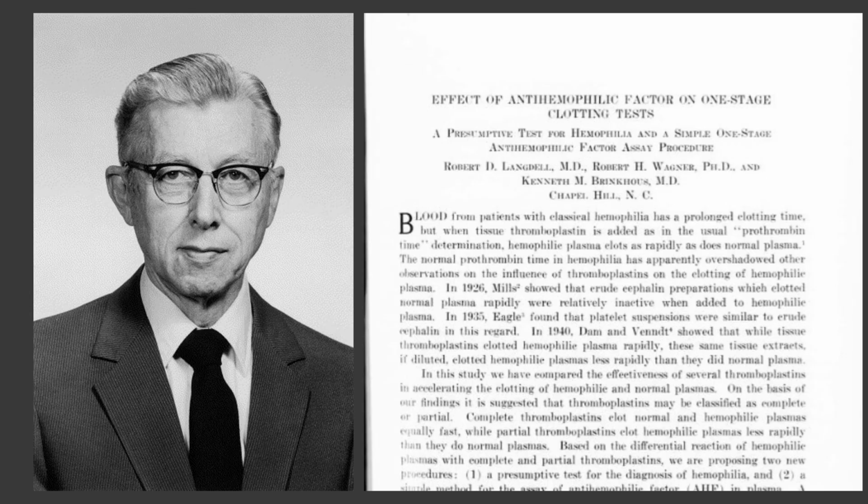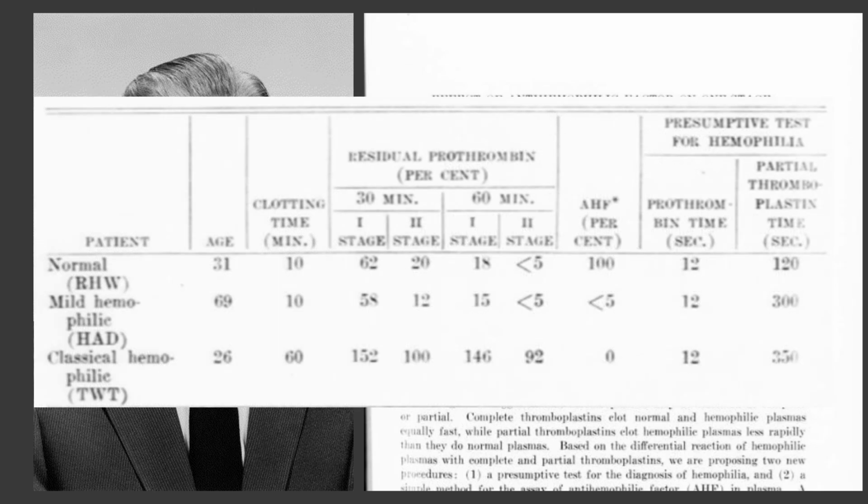Brinkhouse and his team used what they called the partial thromboplastin as a modification of Quick's prothrombin time to diagnose hemophilia in a one-stage assay that they called partial thromboplastin time, and we now call the PTT or APTT. This partial thromboplastin simulated physiological coagulation much more closely. Small amounts of thromboplastin were added to patient plasma, just enough to start the process, but not enough to overwhelm the system. Patients with an intact intrinsic pathway have a normal PTT, and patients missing factor 8 or 9 have a prolonged PTT. And that's my version of the history of coagulation testing.